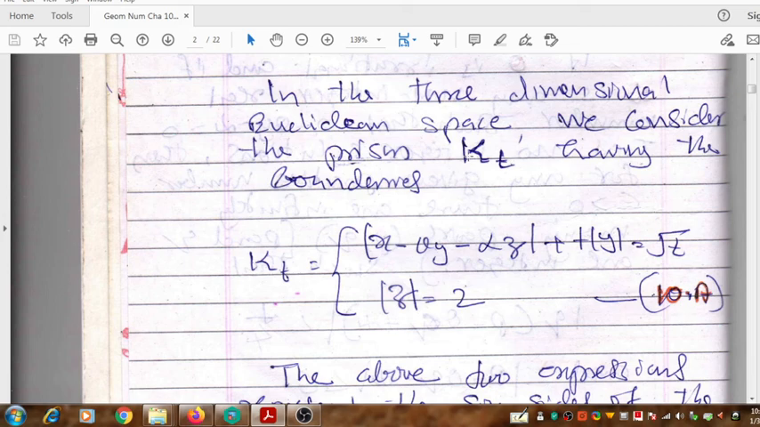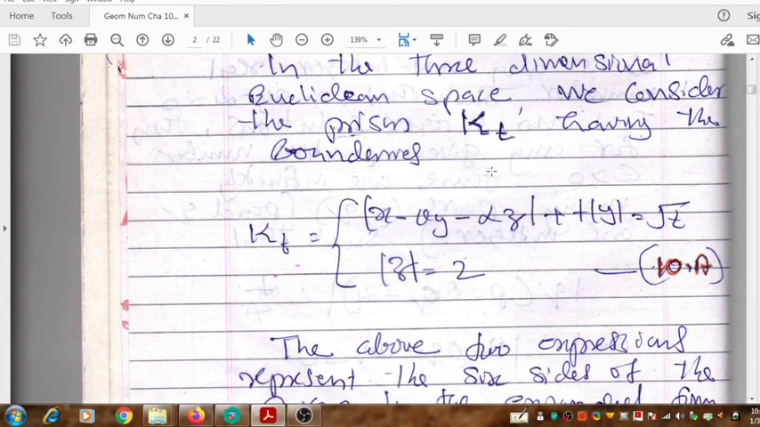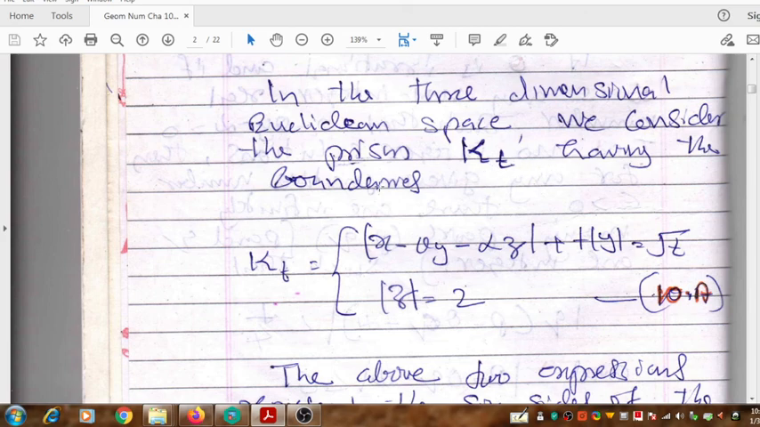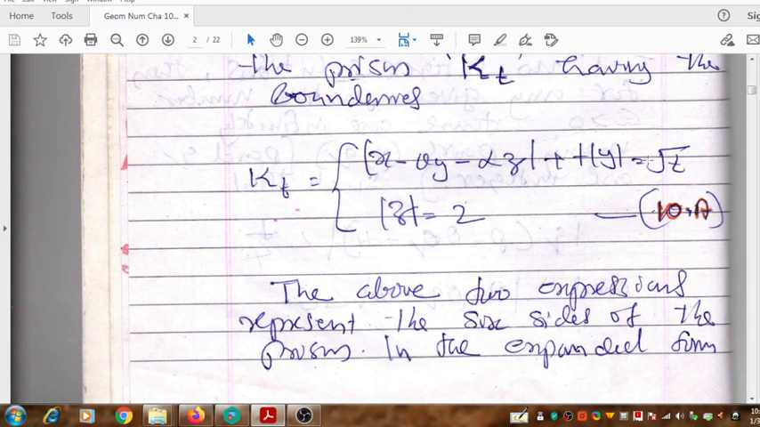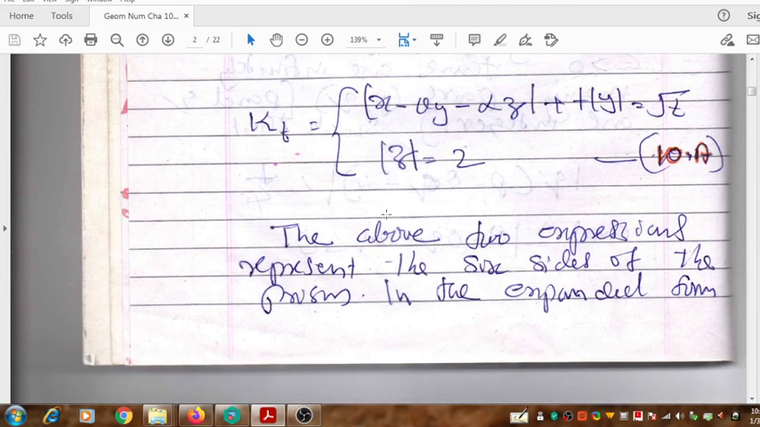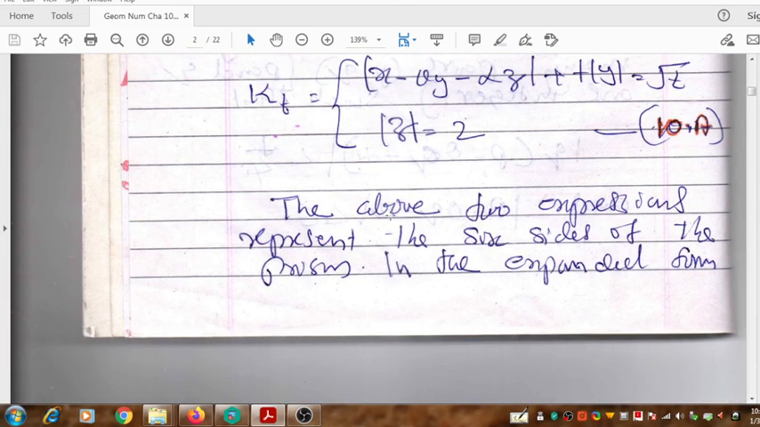The letter kappa, K, is used. Let's call this K. K of t is used to represent that prism, having the boundaries which are given here. In the coming part of the discussion, we are going to see the equations of all the sides of the prism, and we will explain how those equations are obtained.